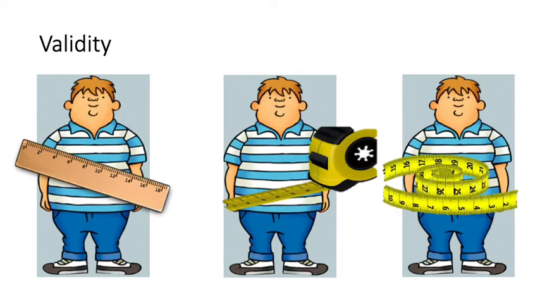Now, validity refers to the accuracy of an assessment. Does it measure what it's supposed to measure? You can see that if we try to measure the waistline of a person, we can use 3 very reliable measuring tools, but because of how they're designed, they're not all valid for this purpose. There's a lot of different types of validity. There's face validity, construct validity, criterion validity, and a few more, but that's really beyond the purposes of today's discussion.